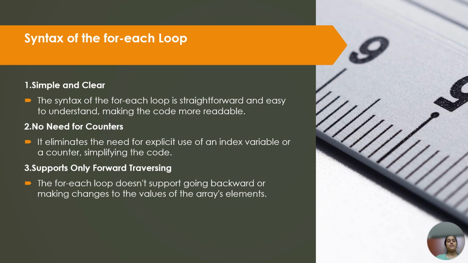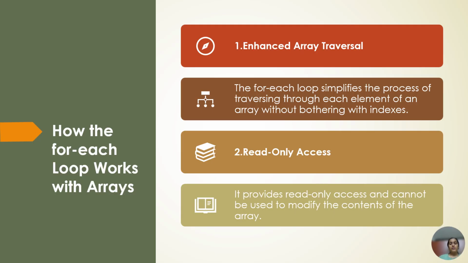The syntax of the for each loop is simple and clear. It is straightforward and easy to understand, making the code more readable with no need for counters. It eliminates the need for explicit use of an index variable or a counter, simplifying the code. It supports only forward traversing. The for each loop doesn't support going backward or making changes to the values of the array elements.